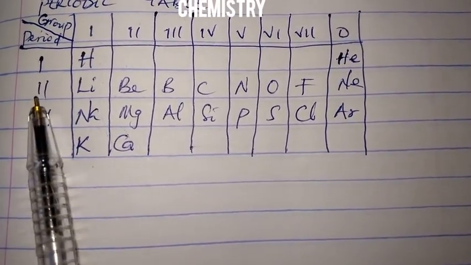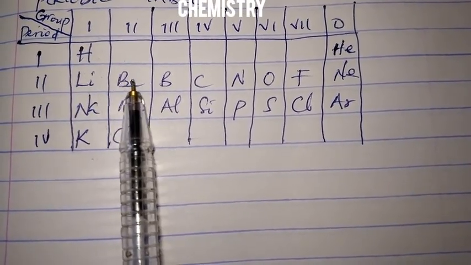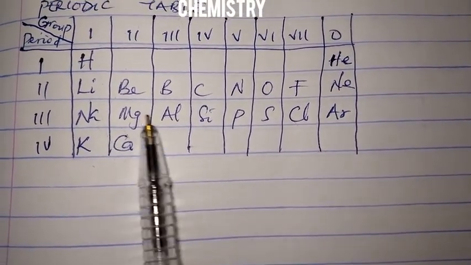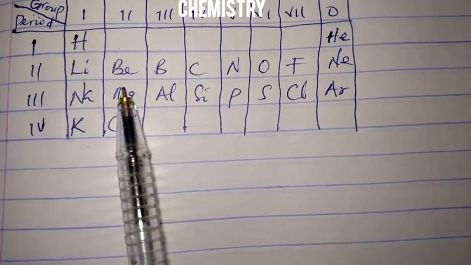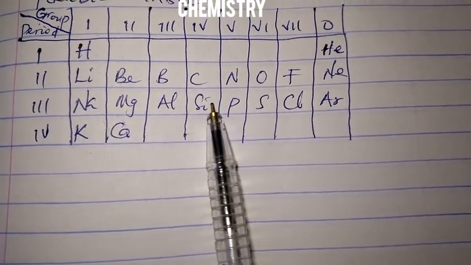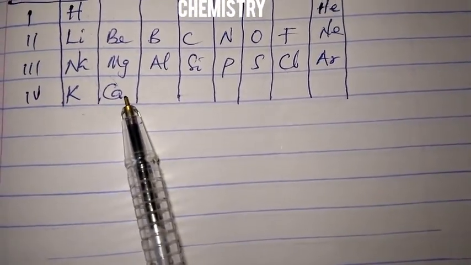The elements that are in period 2 have 2 shells: lithium, beryllium, boron, carbon, nitrogen, oxygen, fluorine, neon. They have 2 shells. The elements that are in period 3 have 3 shells. The elements that are in period 4 have 4 shells.